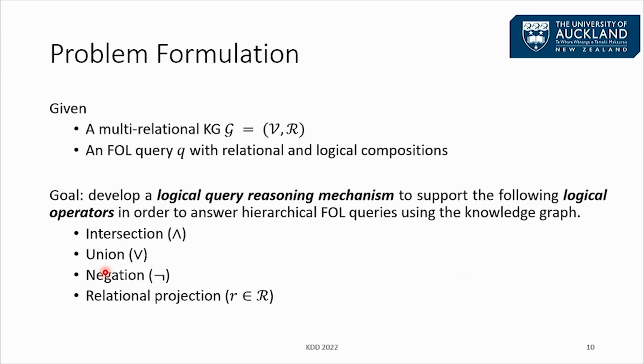Okay. So this is our formal problem formulation. We are given a multi-relational knowledge graph G that consists of a set of entities V and multiple relations R. We are also given a first-order logic query, Q, and we want to perform the relational and logical operations in this query so that eventually we can answer it. So we want to develop a logical query reasoning mechanism that supports those logical operators and also the very complex set of relational projections. In particular, the logical operators we want to support are intersection, union, negation, and various types of relational projection. Different research works might target different sets of operators, and then they might need different reasoning mechanisms to support them.